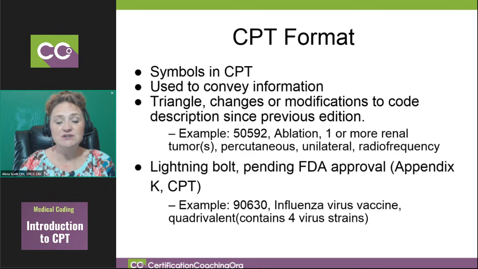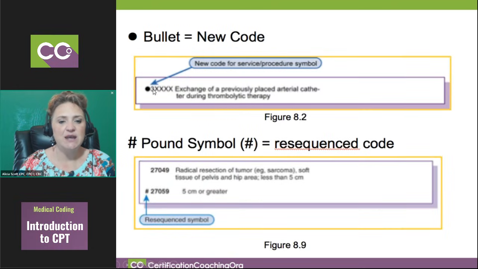There are triangles, which if you see a triangle, it means that there's been a change to that code. And there's a little lightning bolt that says this particular procedure isn't approved by the FDA, which also means it probably isn't going to be reimbursed. They're giving you examples here, but the next screen will actually show you pictures, which is probably more beneficial. So here is a bullet that tells you that it's a new code. Whenever you see this little dot, you're going to know that that's a new code for that year, right?